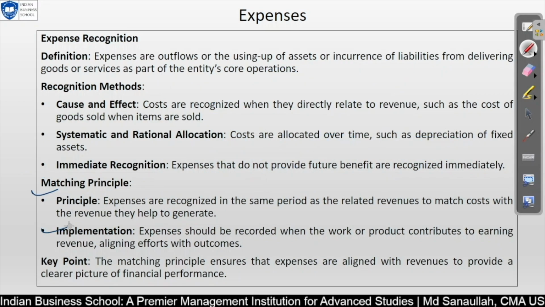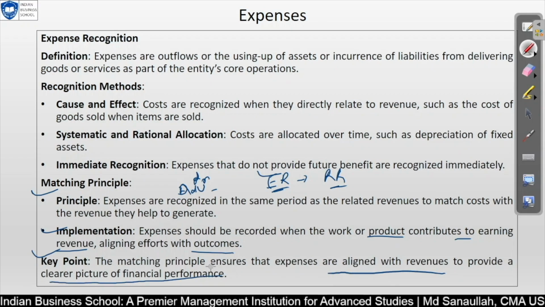So, matching principle implementation: expense should be recorded when the work or product contributes to earning revenue, aligned with the effort of outcome. When we are able to earn the revenue, this is not about creating an invoice or getting an advance payment. It is about earning revenue, simply revenue recognition. Revenue recognition we only do when we earn the revenue, so simultaneously the associated cost has to be charged. The key point is the matching principle ensures that expenses are aligned with revenue to provide a clear picture of financial performance. So this is overall the explanation with regard to expense.